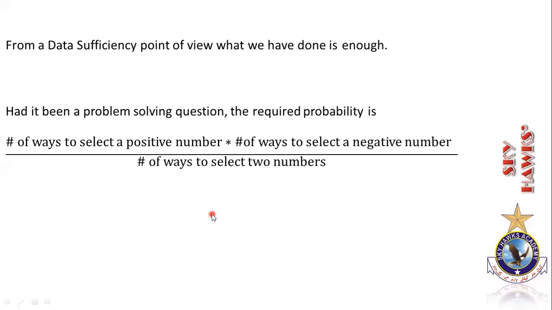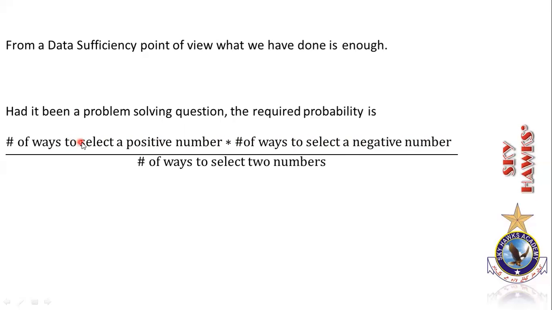What I mean to say is, if you are asked to calculate the probability of this question in numerical value, you will have to recall the combination, nCr, right? How many positive numbers? What I have just told you is that we have only two negative numbers and the other four numbers are positive. Am I right? So the number of ways to select a positive number out of six and the number of ways to select a negative number out of four.